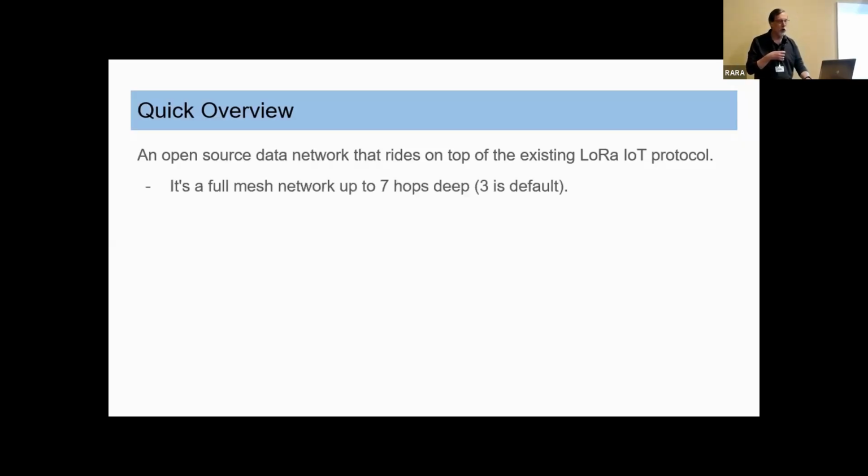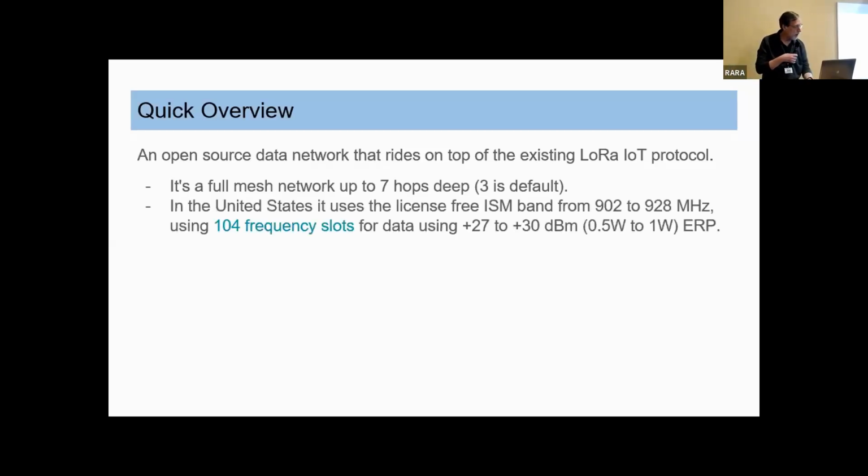It's a full mesh network, and I'll get into what is a mesh network in a minute. But as a network, it does hop to hop, and it can go up to 7 hops deep. It defaults to 3 hops, and I'll explain all that in a minute. It uses the license-free ISM band. ISM, I think, is industrial, scientific, and medical. So it's really a band that's made for those types of devices. But that is shared spectrum.